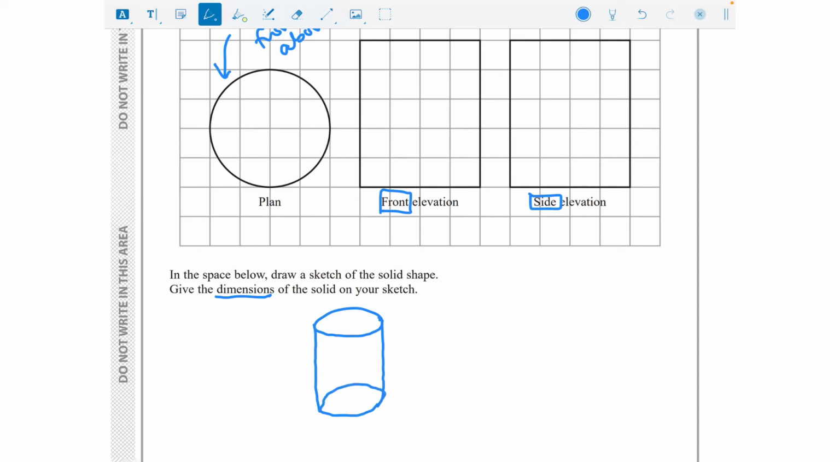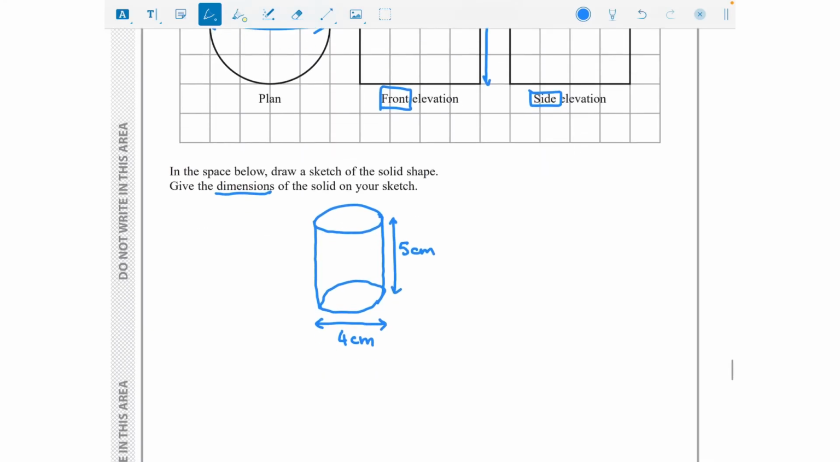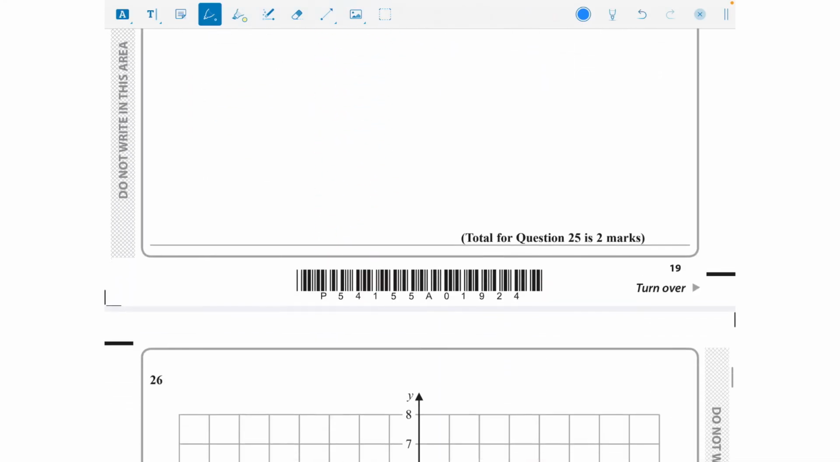So we've drawn a cylinder, and how tall is it? Well, let's have a look. From the front we can see that it is 5 squares tall. So it says it's on centimetre paper, so 5 centimetres tall. How wide is it? Well, for that we're going to need to look at the circle, and we can see that going across it has a width of 4 centimetres. So that's it. We've drawn it, we've given the dimensions, and that would be 2 marks.